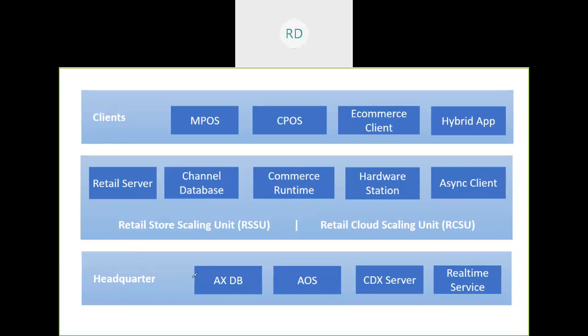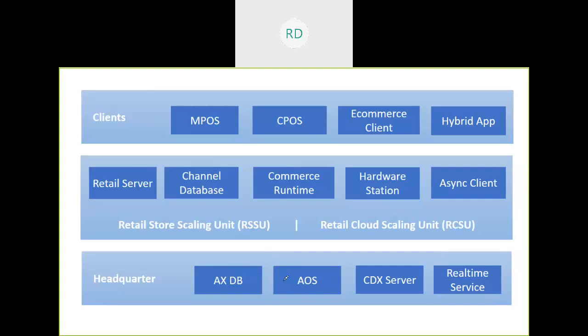In headquarter there will be AXDB. If you know finance and operation, there is a database that is called AXDB. It may be in Azure. If you have cloud-based finance and operation, there is a new option that is on-premise as well. If you have on-premise finance and operation, you can have all this headquarter on your server, but that will be a little bit more complex installation in terms of customization as well.